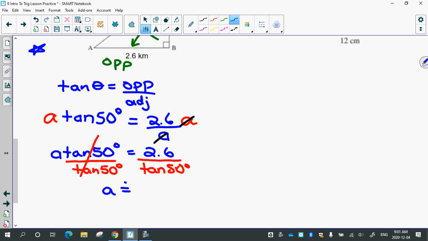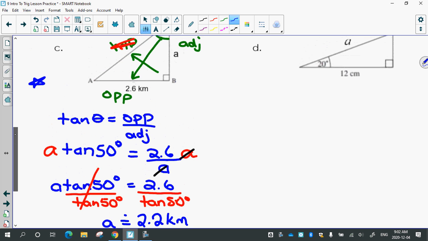So 2.6 divided by the tan of 50 degrees, to one decimal place. 2.2, good, I got 2.18, so approximately 2.2 kilometers this time. Okay, so that's how you do it when the variable's in the bottom. Okay, algebra's a little bit trickier.